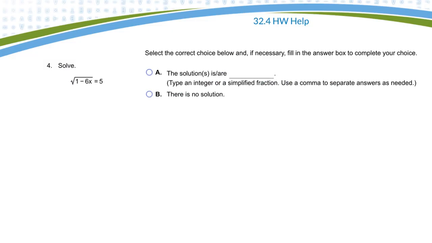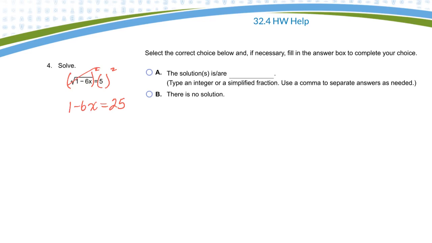Okay, so now let's try some radical equations. To solve radical equations, you need to isolate the radical and then use the principle of powers. So it's already isolated, the radical, so I'm going to square this side. If I do that, I need to square the other side. On the left, the square and the square root cancel, so I'm left with 1 minus 6x. On the right side, 5 squared is 25.